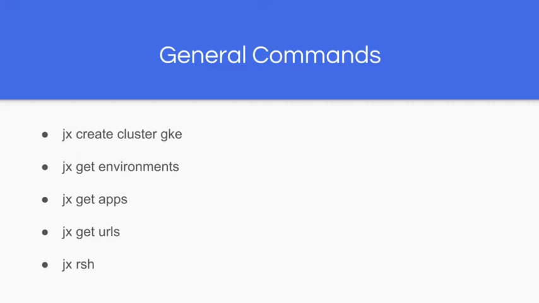So the first thing that you would do when you're creating a cluster is use the command jx create cluster. In this case, I say jx create cluster GKE. That's specific to Google Kubernetes Engine. There's also an AWS command, and there's a couple of other ones as well. I think Azure, and there's more of them being worked on.